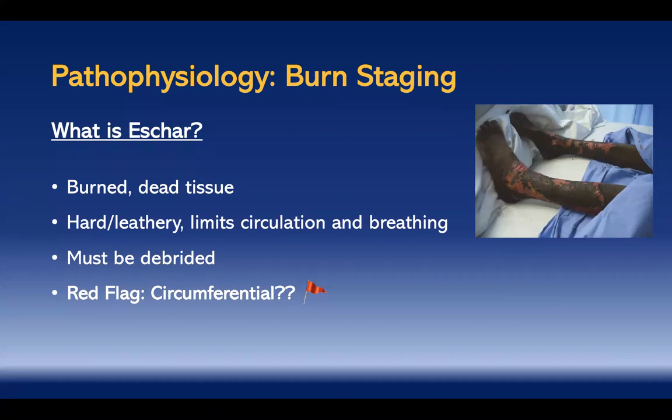Now, a red flag with eschar is whether the eschar is circumferential, meaning wrapping all the way around a limb, or if there's a lot of eschar noted to the chest. And that's because, again, having this be hard and leathery and limiting movement, if it's circumferential, it has a risk for compartment syndrome, cutting off blood flow to that limb. And if it's on the chest, it can cause breathing problems for the patient as they have a hard time getting good expansion of their lungs.